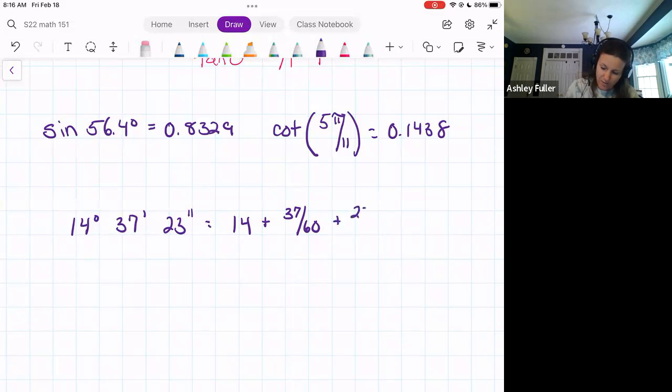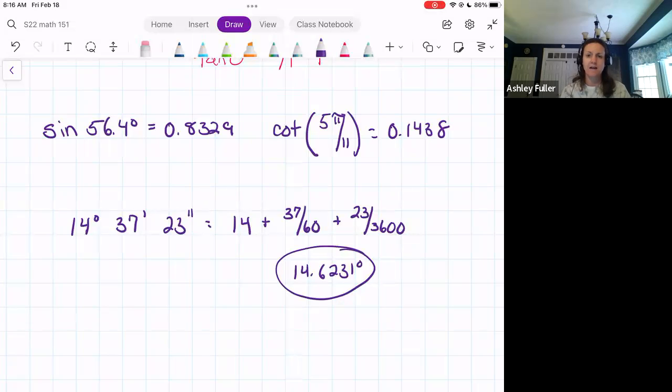And then likewise for my seconds. So I'm going to add 14 degrees, 37 minutes, and 23 seconds. And when I add those all, I get 14.6231 degrees. And from there, I can now do my calculations with the calculator.